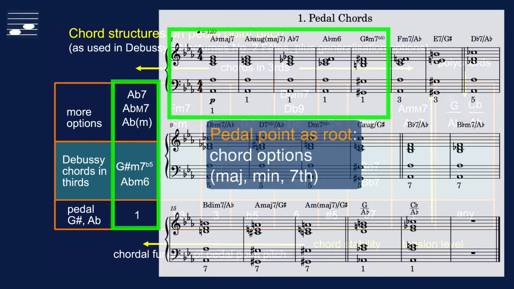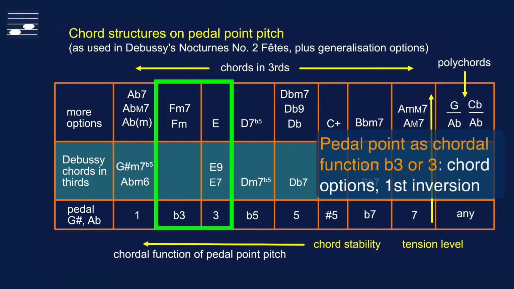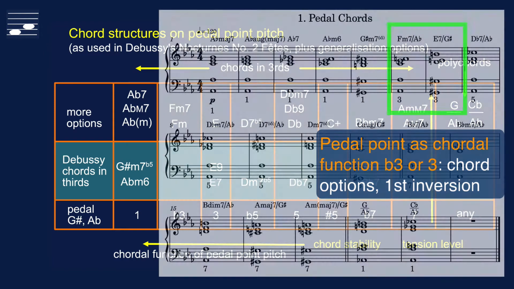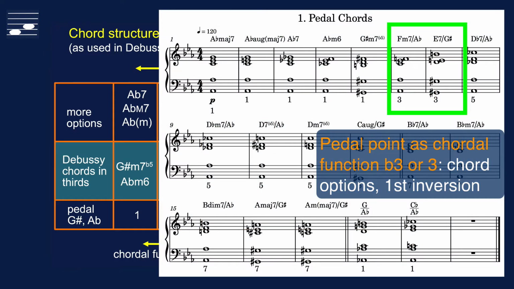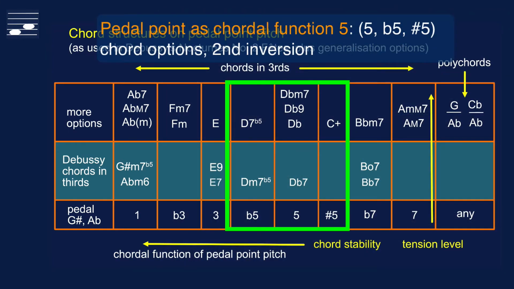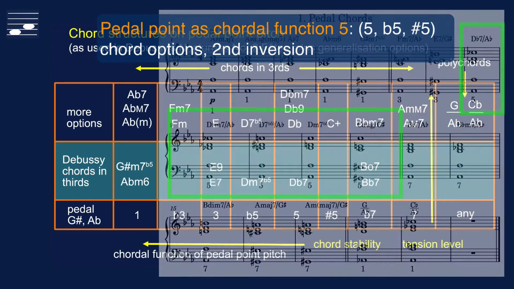Next we look at the first inversion options, where the pedal point pitch is either the minor or major third in the chord. And here's the set of second inversion position chords in thirds, containing 5 options.